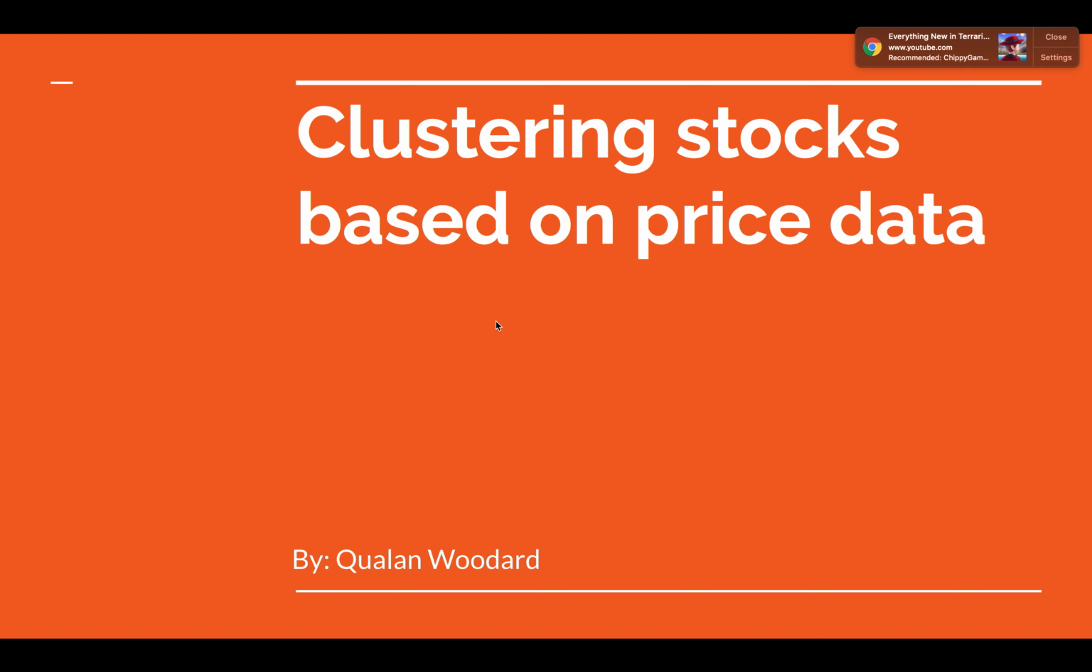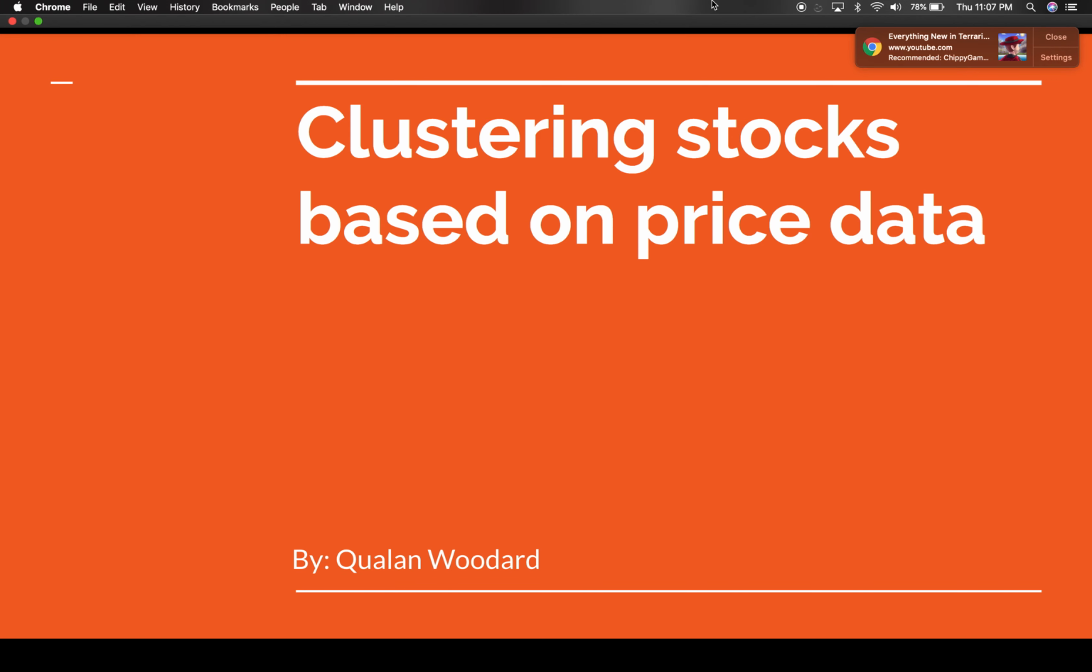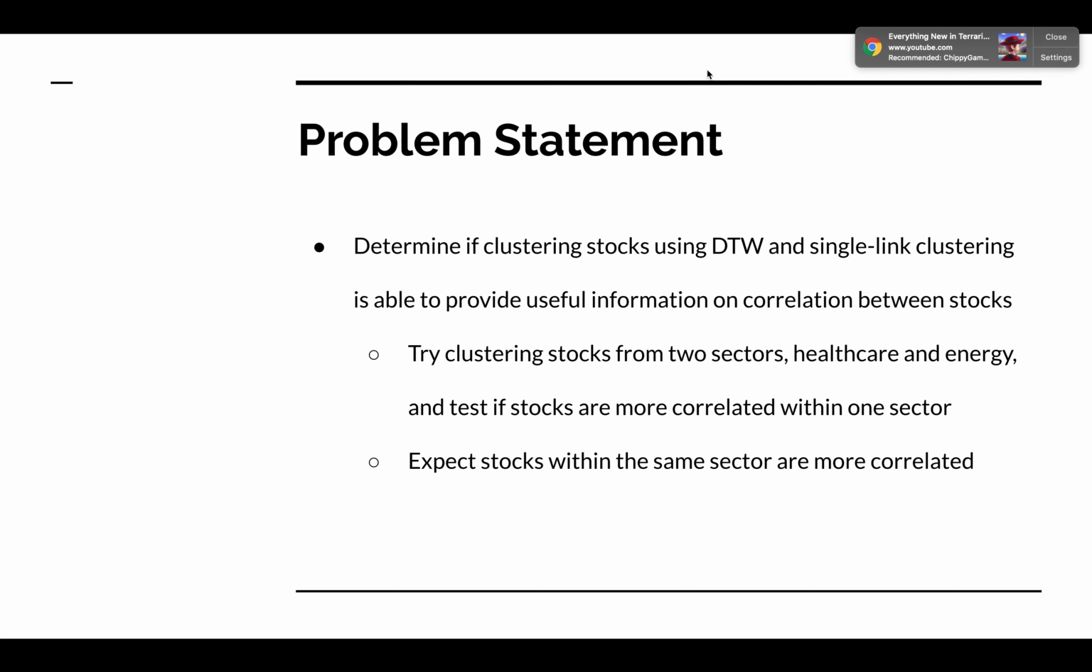So my project is clustering stocks based on price data. The purpose of my project is to create an algorithm that is able to group stocks together based on correlation. So preferably stocks within a group will be more correlated to each other than stocks outside of that group.